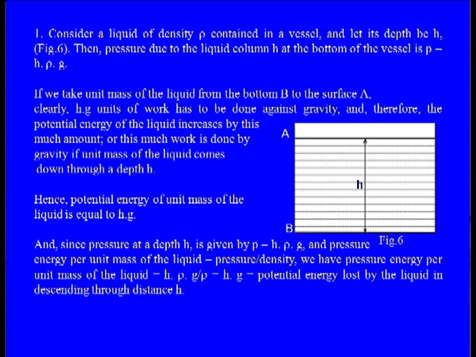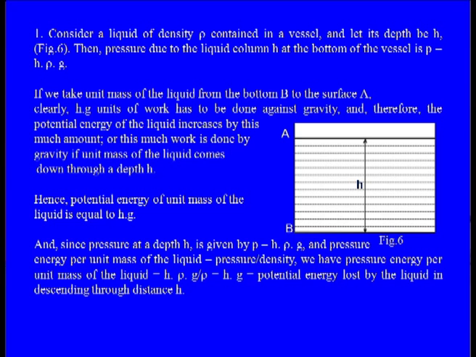So, work has to be done against gravity. And therefore, the work done against gravity will be stored in the liquid. So, the potential energy of the liquid increases by this amount, or this much work is done by gravity if unit mass of the liquid comes down through a depth h. Hence, the potential energy of unit mass of the liquid is equal to h times g.